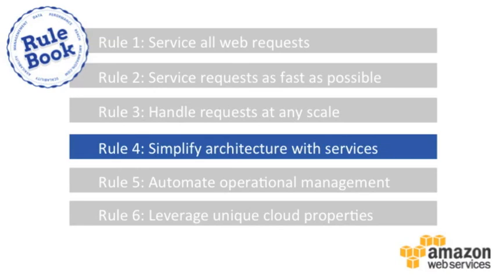So rules 1, 2 and 3 really dealt with fundamentals of architecture and how to ensure that we service requests when they hit us, how to do that as fast as possible and to do that at any scale. Rule 4 moves us into more subtle architectural patterns and methods which lead upon our last journey of the webinar service, which is simplifying architecture with services.